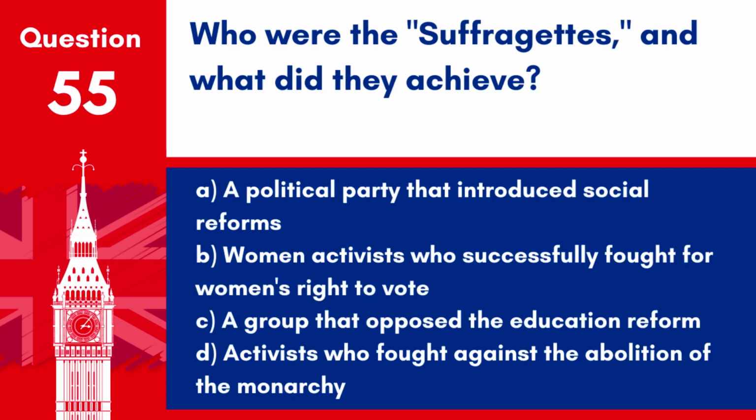Question 55. Who were the suffragettes and what did they achieve? A. A political party that introduced social reforms. B. Women activists who successfully fought for women's right to vote. C. A group that opposed the education reform. D. Activists who fought against the abolition of the monarchy. Answer: B. Women activists who successfully fought for women's right to vote. The suffragettes were instrumental in securing voting rights for women in the UK.